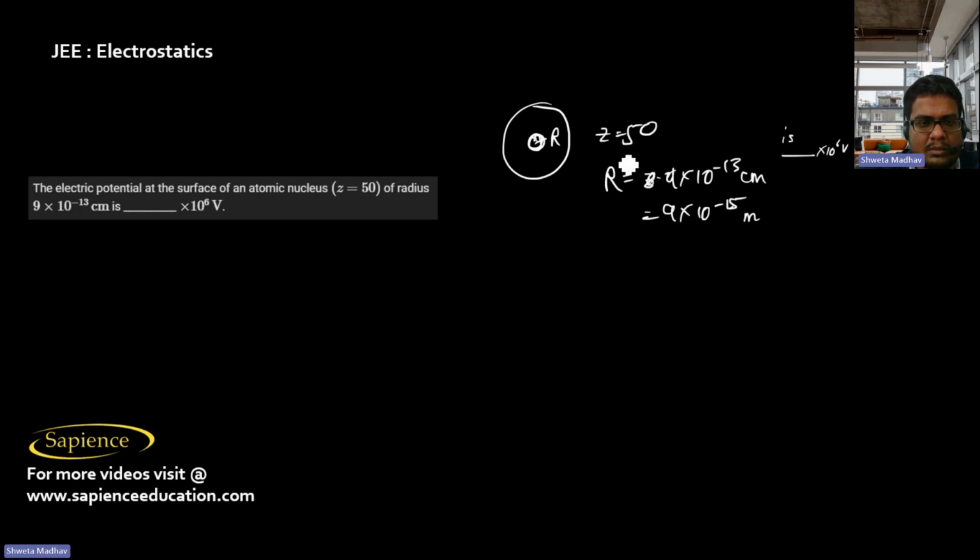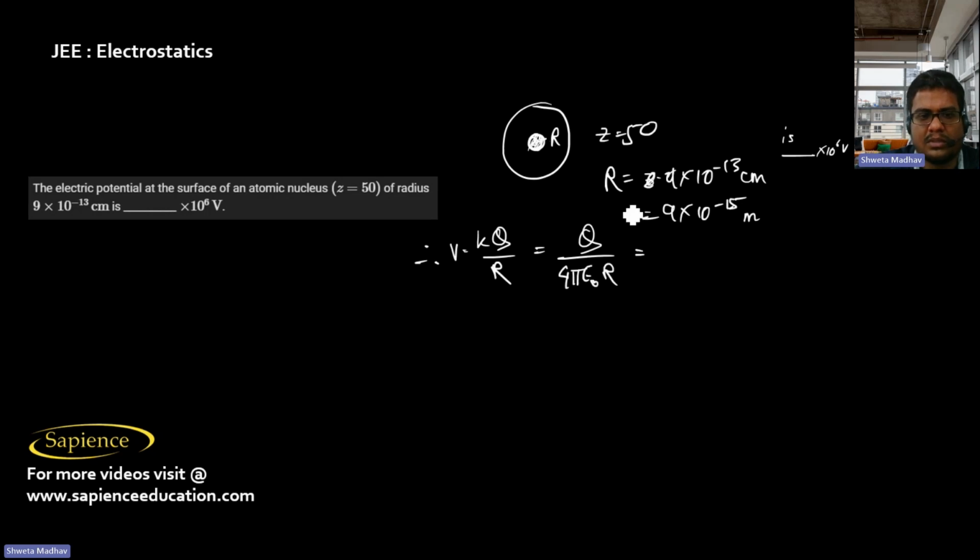So, as you know, the nucleus can be assumed to be a uniformly charged sphere. Therefore, the potential at the center V will be equal to KQ by R, that is, K is 1 by 4 pi epsilon naught, into R.